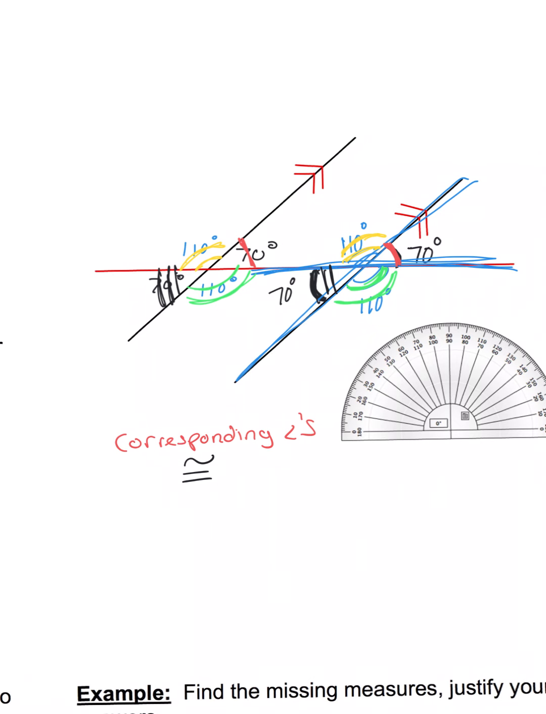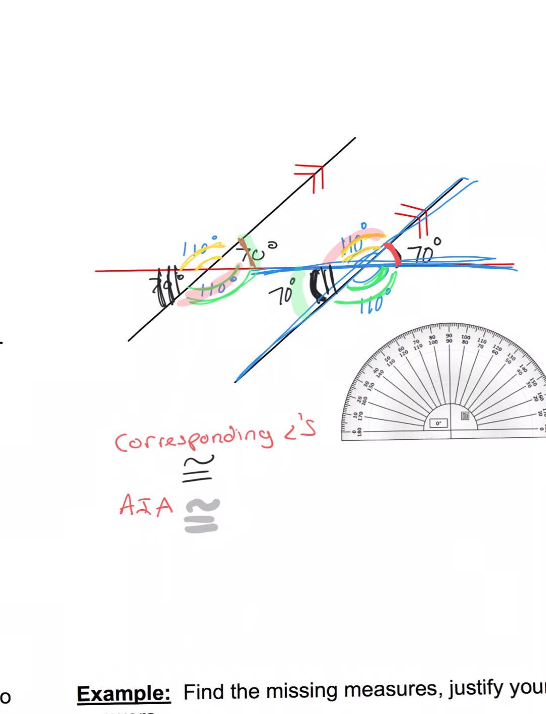Likewise, we have alternate interior angles. Remember, alternate interior angles are the ones inside of our two lines. Our two parallel lines are these two, so they have to be on the inside of these, and they have to be on different sides of our transversal here. For example, this 70-degree angle is an alternate interior angle with this one, and notice how they're both exactly 70. Likewise, these are both alternate interior angles, and they're both 110. So alternate interior angles are also congruent.